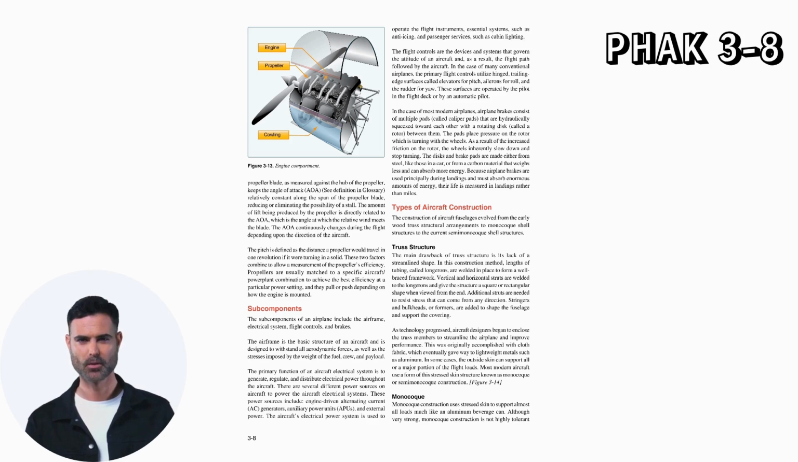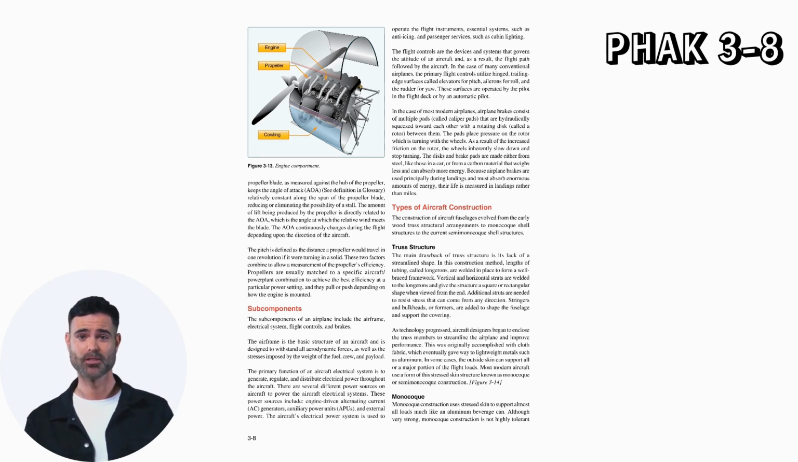As technology progressed, aircraft designers began to enclose the truss members to streamline the airplane and improve performance. This was originally accomplished with cloth fabric, which eventually gave way to lightweight metals such as aluminum. In some cases, the outside skin can support all or a major portion of the flight loads. Most modern aircraft use a form of this stressed skin structure known as monocoque or semi-monocoque construction.